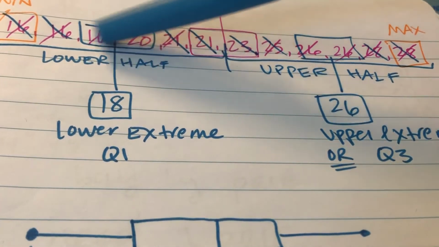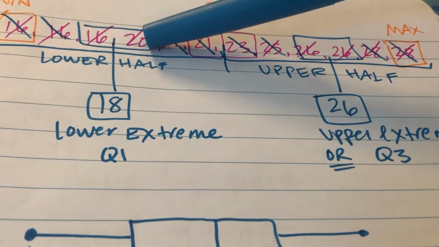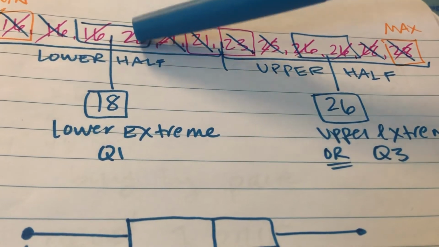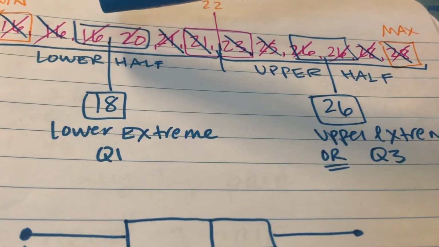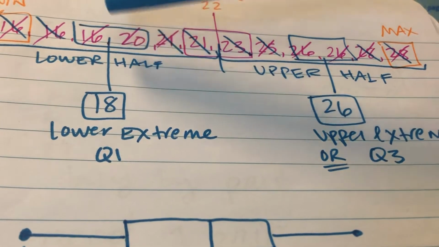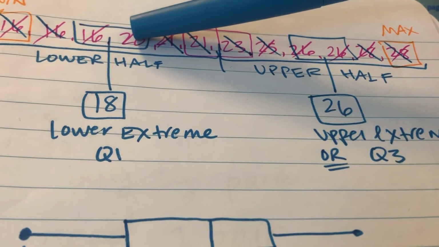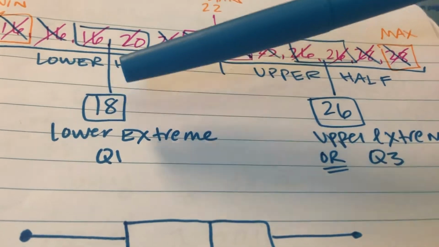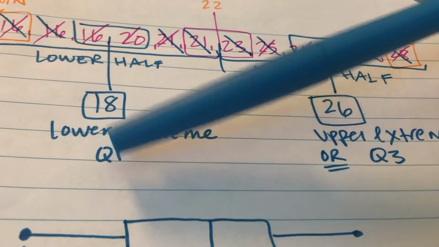And then for the lower half, I had 16 and 20 in the middle. 18 is halfway between 16 and 20. I know that just from counting by 2s, right? 16, 18, 20. If I added them together, I would have gotten 36, and 36 divided by 2 is 18. So two different ways to look at it. So the lower extreme is also known as the Q1.